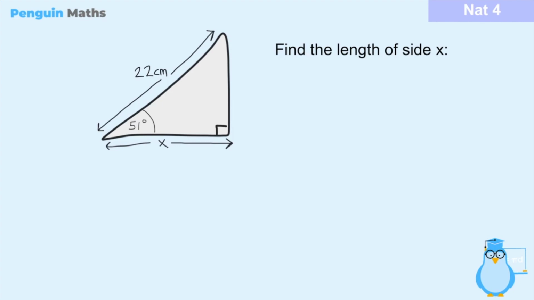So here we have an example where we're being asked to find the length of side x, and we've been given a right angled triangle with an angle of 51 degrees in here and a length of 22 centimeters on this side.